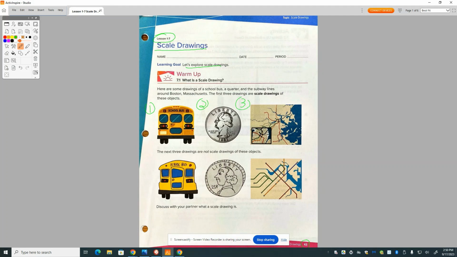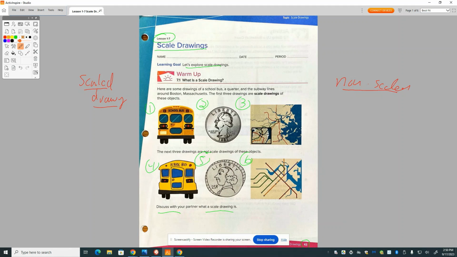Now if you look at the next three, 4, 5, and 6, notice that those are not scale drawings of these objects. Discuss with your partner what a scale drawing is. So what I'm going to do is write down my scaled drawings to the left and draw things that are not scaled on the right.